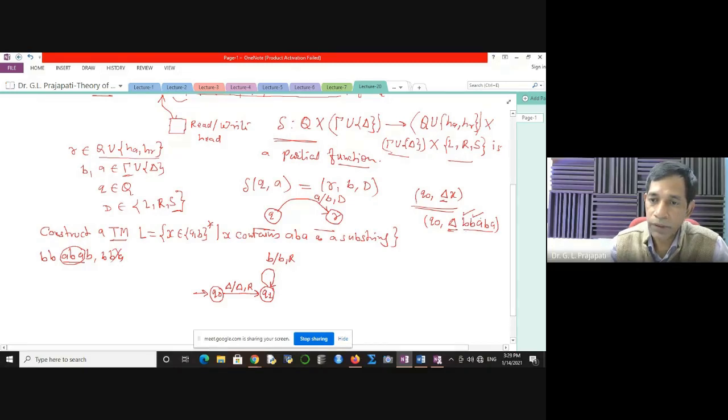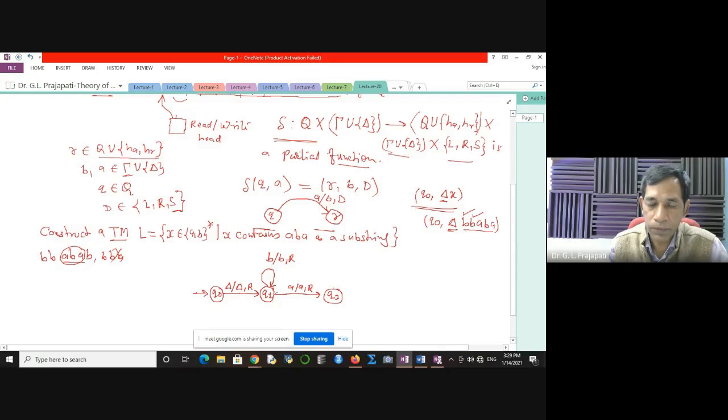Then whenever you have the A, what you need to do? Whenever you have the A, you are supposed to change the state, because you want to remember that yes, you have found the first A. So A replace with A and go to the R, right side, and this is going to the state Q2. This is the Q2 you have.